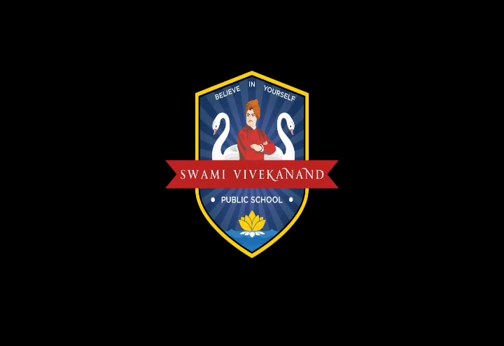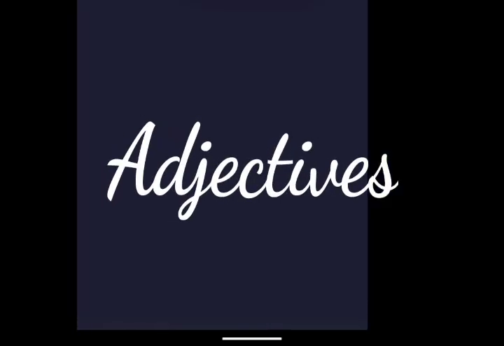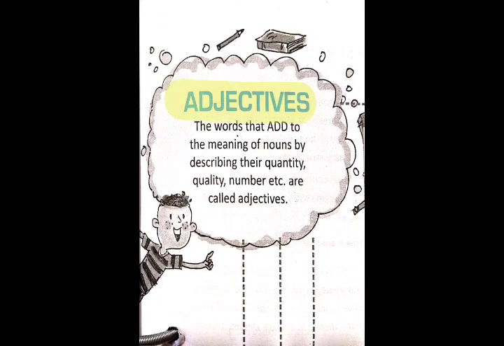I am your English teacher Miss Gaganpreet, and today we are going to begin with a new lesson of English grammar, and we learn about the topic adjectives. So students, do you know what are adjectives? Adjectives are the words that add to the meaning of nouns by describing their quantity, quality, number, etc. So the words which add something to the meaning of noun, which describe them, which tell us something about them, those words are known as adjectives.